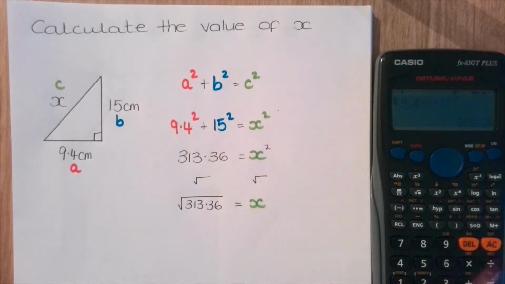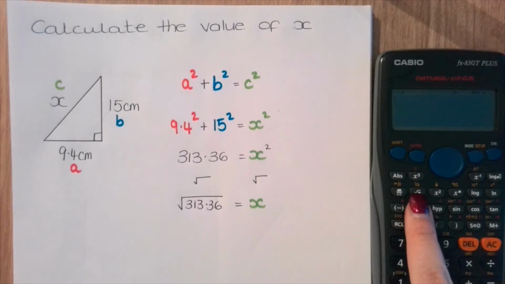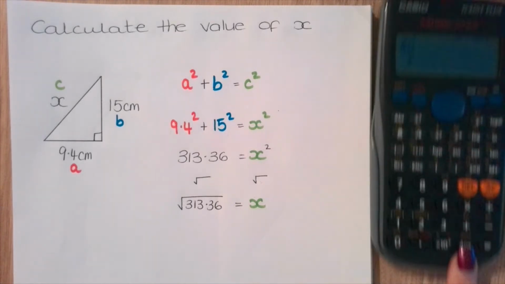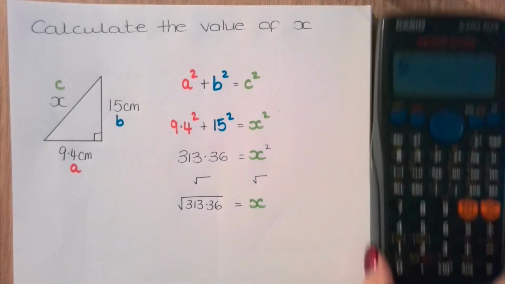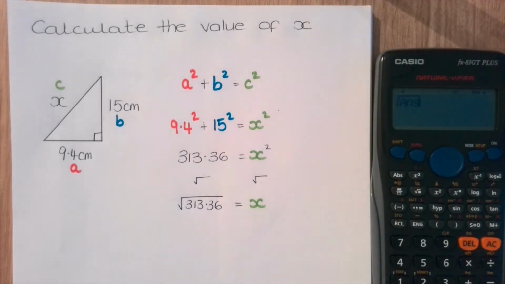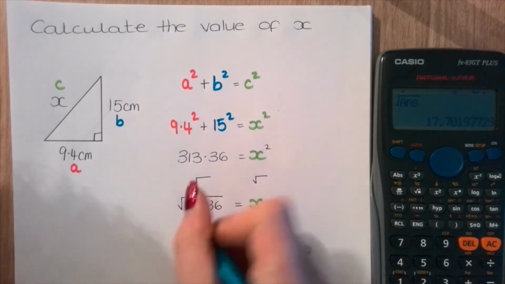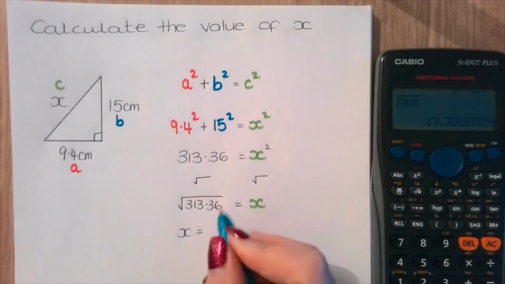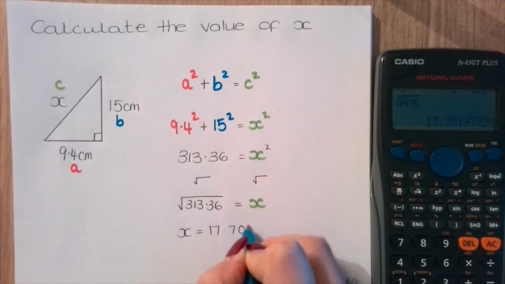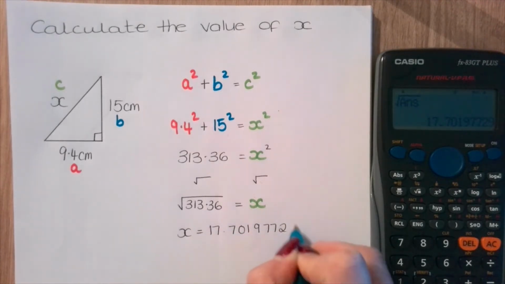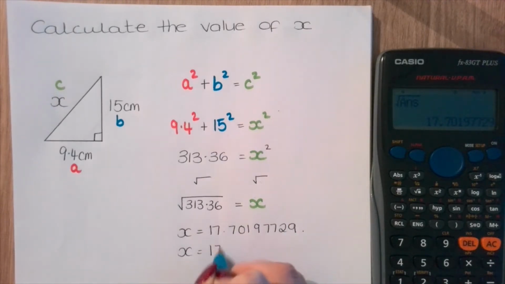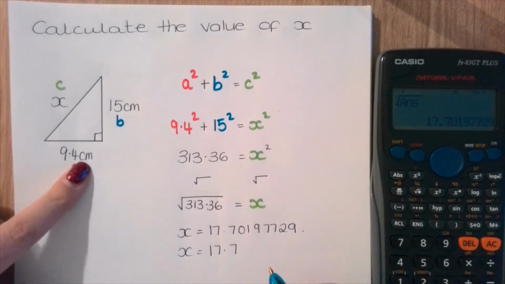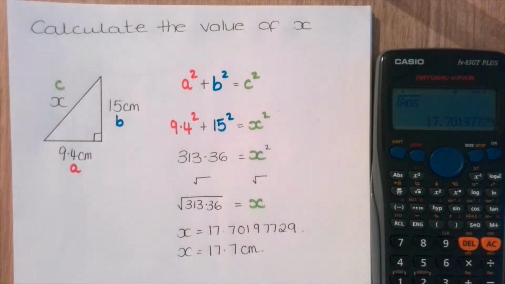I then clear off my calculator, press the square root button, so square root, and then I can use the answer button, A and S, that uses the previous answer that was on the calculator before I cleared it off. So you can see here I've got A and S in there. Press equals, and I get my value. So I have got x is equal to 17.70197729. I'm going to round that to three significant figures, to 17.7, and my units are centimetres. That is our first example.